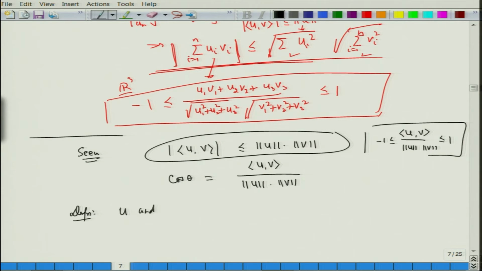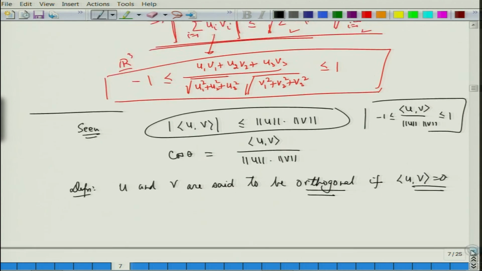u and v are said to be orthogonal if inner product of u with v is 0. Is that okay? Now whether it is a real inner product space or complex, whatever it is, we say that they are orthogonal if the inner product between them is 0. Is that okay? That's important for us.